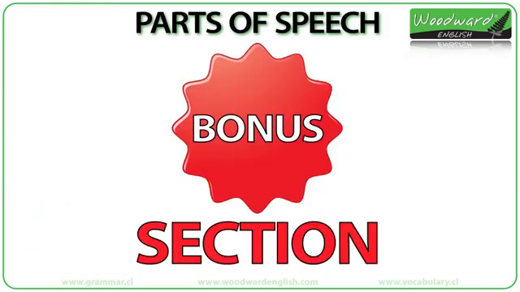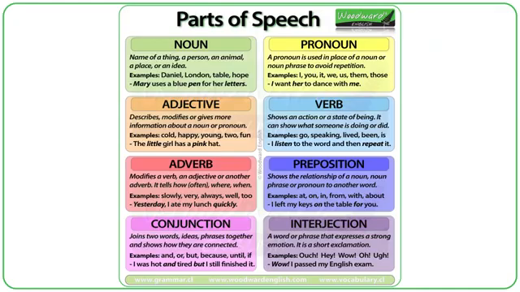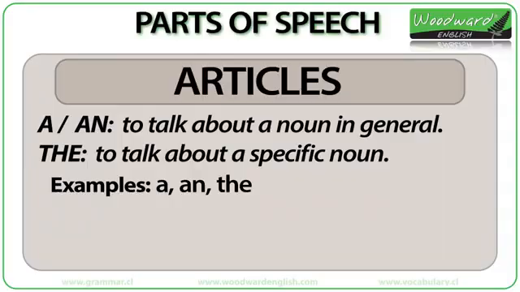Bonus section. Thank you for watching up until now. So, in traditional English grammar, there are 8 parts of speech: nouns, pronouns, adjectives, verbs, adverbs, prepositions, conjunctions, and interjections. But sometimes teachers include a 9th part of speech, or a 9th word class. This class is called articles. The articles in English are a, an, and the. Articles help to define nouns.